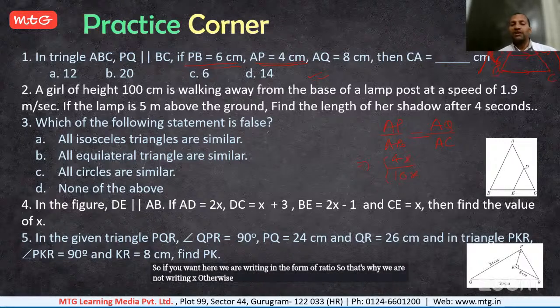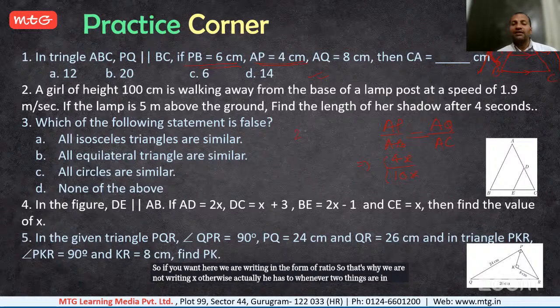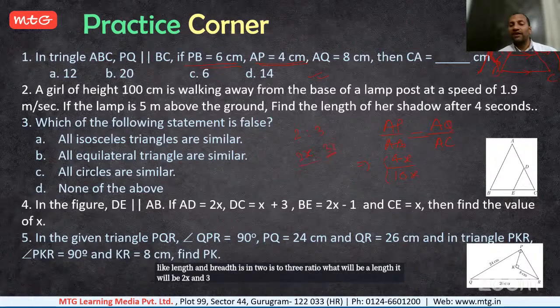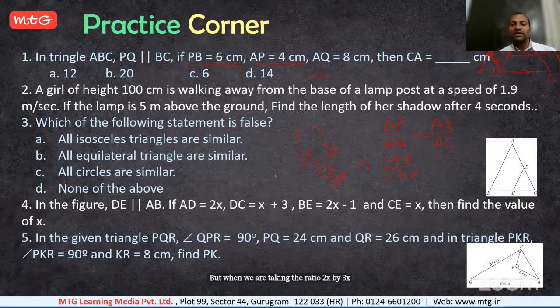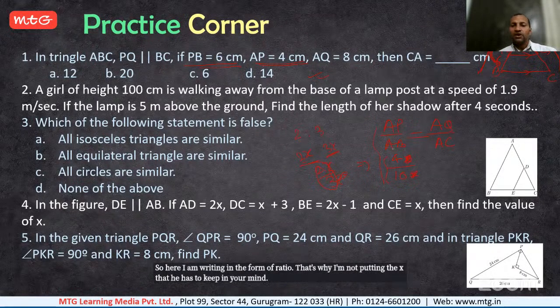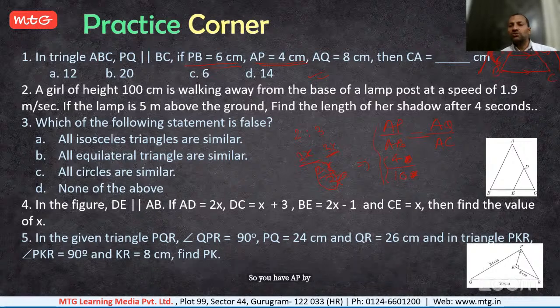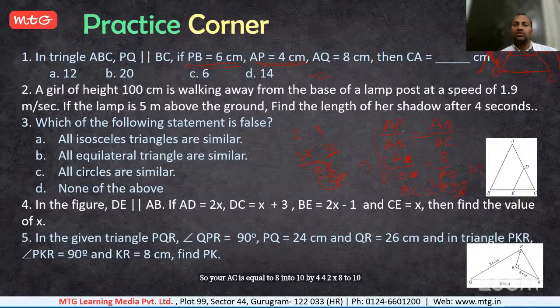Whenever two things are in a ratio, like length and breadth in a 2:3 ratio, the length will be 2x and the breadth 3x, we have to multiply with a factor. But when we take the ratio 2x by 3x, the x cancels and we can write 2 by 3. So I am writing in the form of ratio, that's why I'm not putting the x. So AP by AB, that is 4 by 10, is equal to 8 by AC. So AC is equal to 8 into 10 by 4. 4 into 2 is 8, 2 tens are 20. So your answer will be 20.